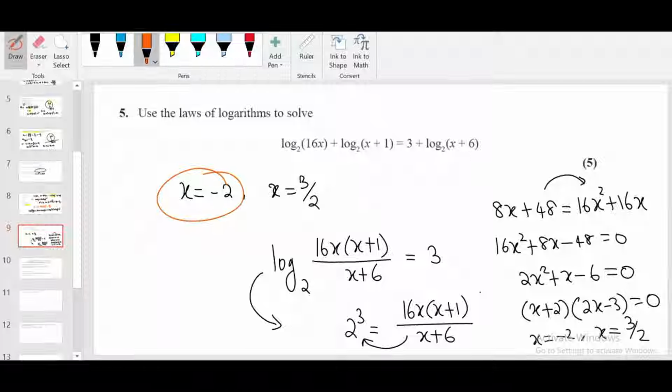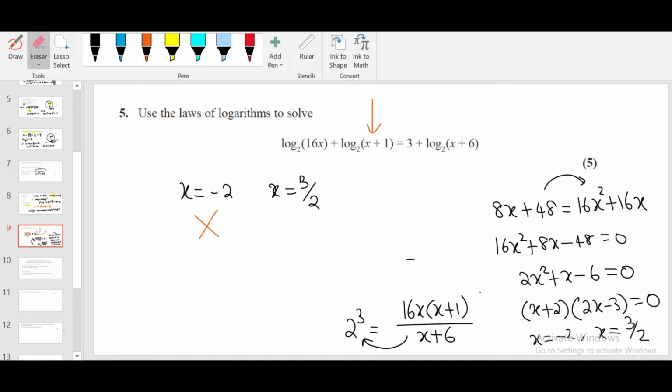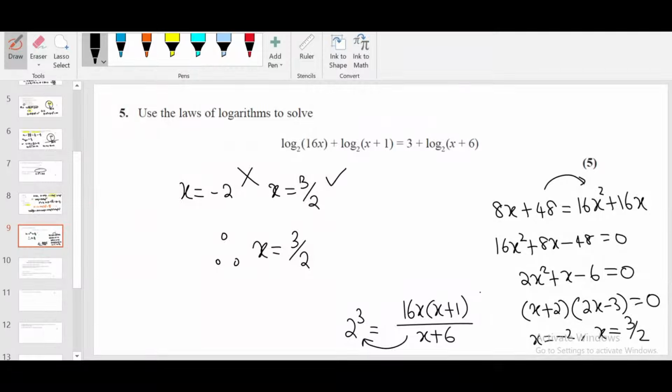When I sub in negative 2 here, it becomes log negative 1. This is not a solution. But when I sub in 3 over 2 here, all logarithms are positive. Right? So that's the only solution. You can just put a cross and tick also. Pearson Edexcel allows this. But if you ask me, I would suggest you to write the solution, x is equal to 3 over 2. You can put a cross here, tick here, and then write x is equal to 3 over 2.